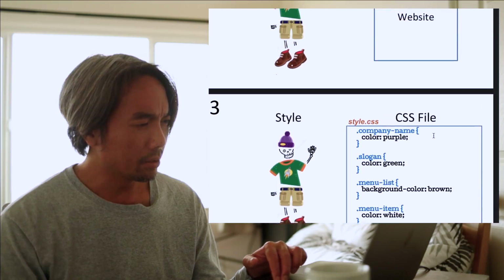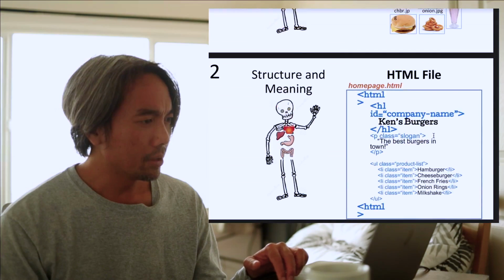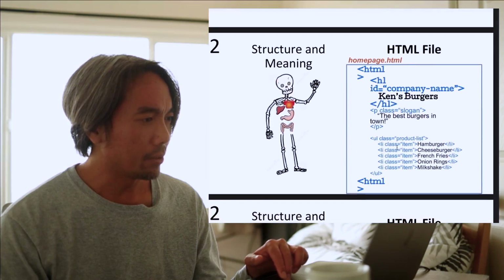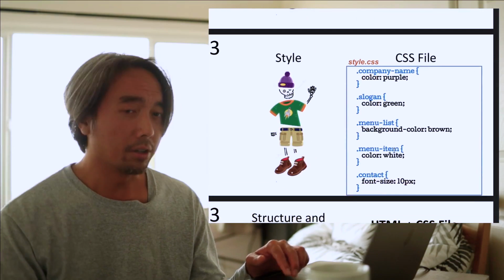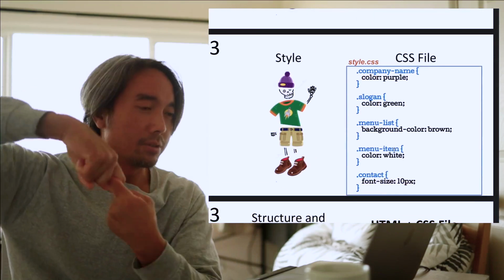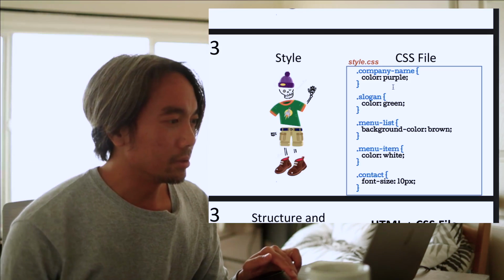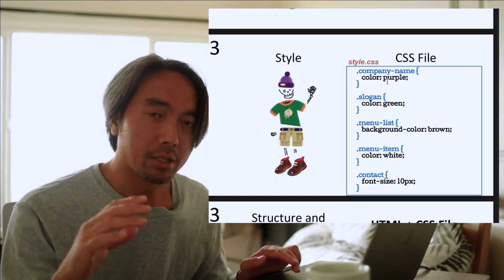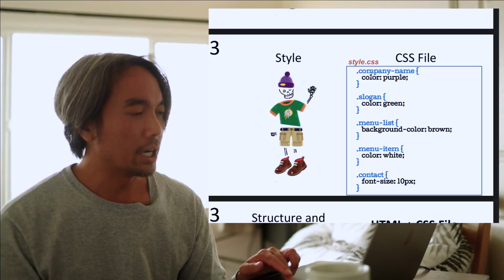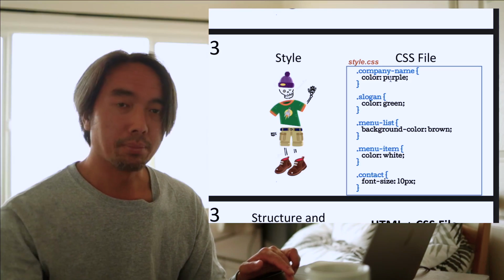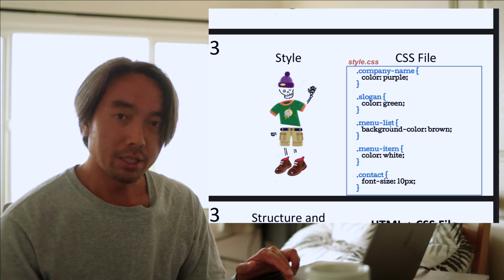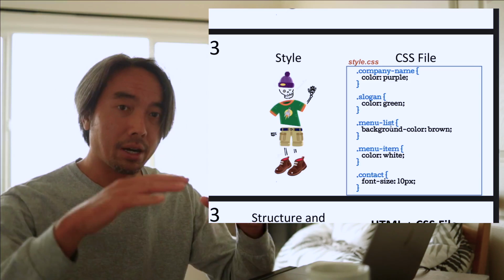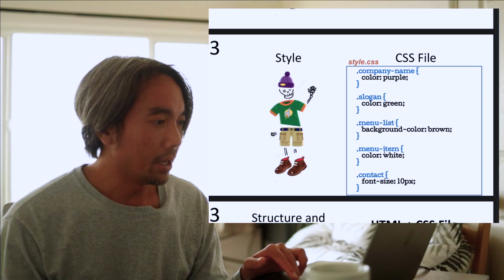So let's rewind a little bit here. If you noticed in the HTML file, we have ID tags and class tags here. In the CSS file, that gives us little hooks that we can hook onto to put style onto those elements. So for example, here I'm saying that the company name, I want it to be purple. I want the slogan to be green. The menu list, I want the background to be brown, and so on.